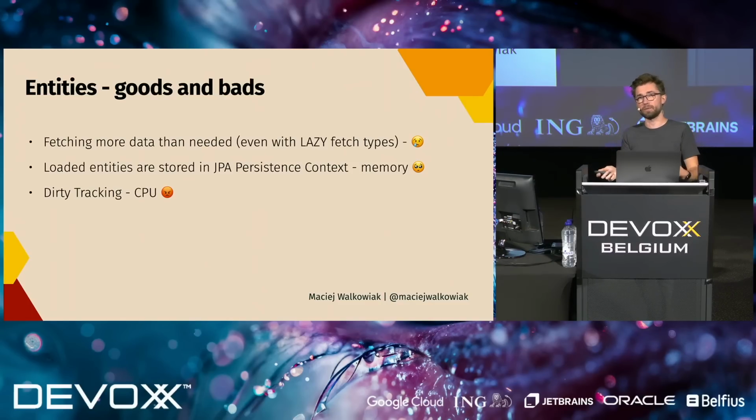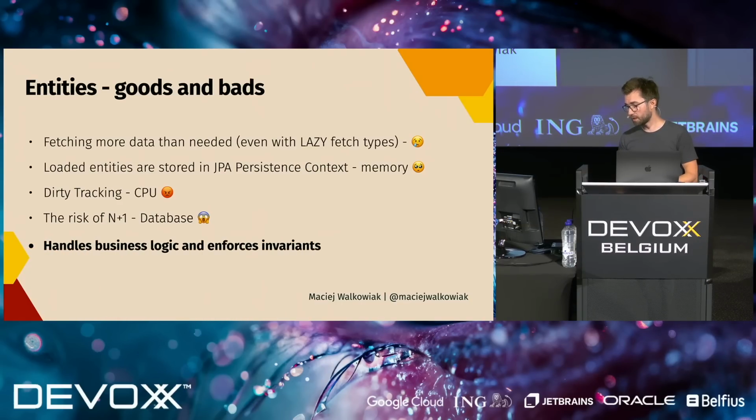Then it tracks if it changed or not. So there is a penalty on the CPU. Then we have this risk of n+1. So what is actually good about entities is that you can implement proper object-oriented programming and implement the business logic inside your entities and enforce invariants, make sure that the application doesn't get into an invalid state.